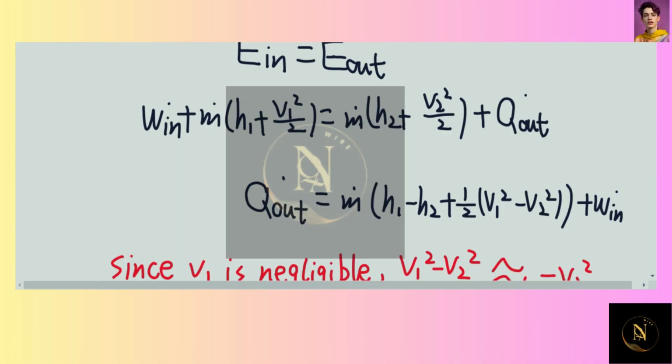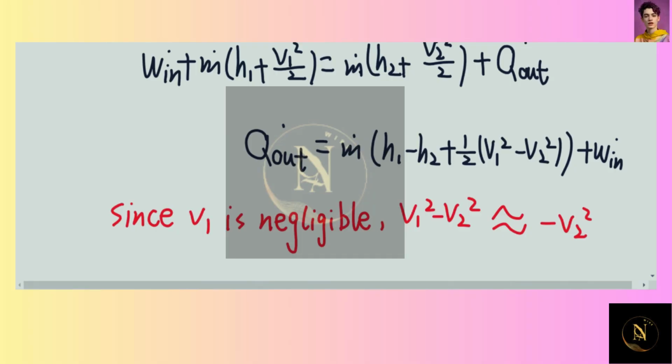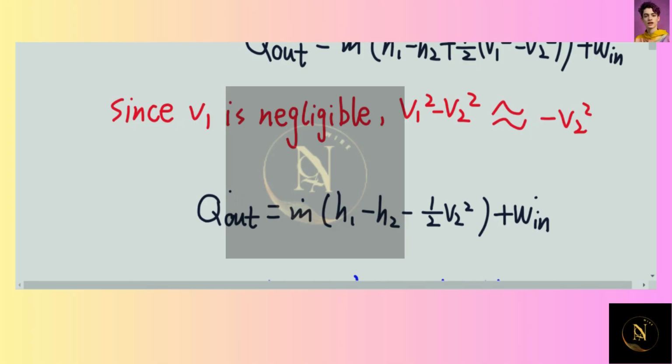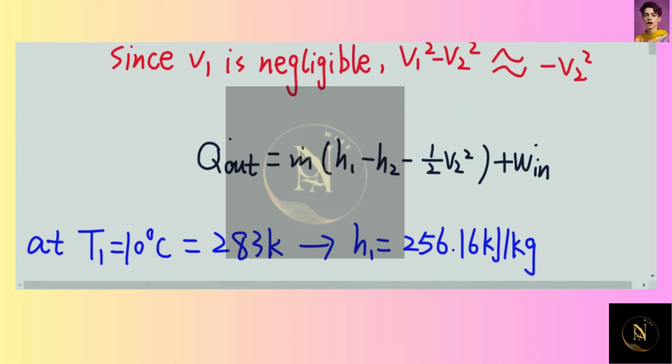So if we do some rearrangement here, we have Q̇ is equal to ṁ times (h1 minus h2 plus 1/2 (V1² minus V2²)), and then plus Ẇ_in. In this case, we know the inlet velocity is negligible, which means that V1² minus V2² is approximately equal to negative V2². So now we have a new equation for the Q̇_out, which is ṁ times (h1 minus h2 minus 1/2 V2²) plus Ẇ_in.